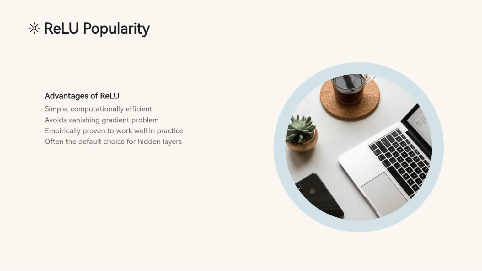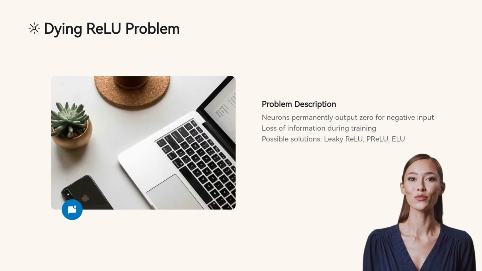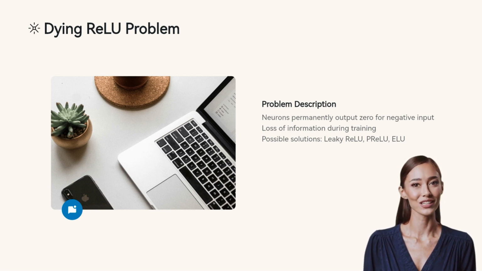ReLU's simplicity and performance in tasks like image recognition and natural language processing are key reasons why it has become the go-to activation function. While ReLU is widely used, it is not without its challenges, especially the dying ReLU problem. This occurs when a neuron always outputs 0 for negative inputs, effectively becoming inactive and not contributing to the learning process. In deep networks, if many neurons suffer from the dying ReLU problem, this can significantly reduce the capacity of the model to learn. Several solutions have been proposed to address this issue.